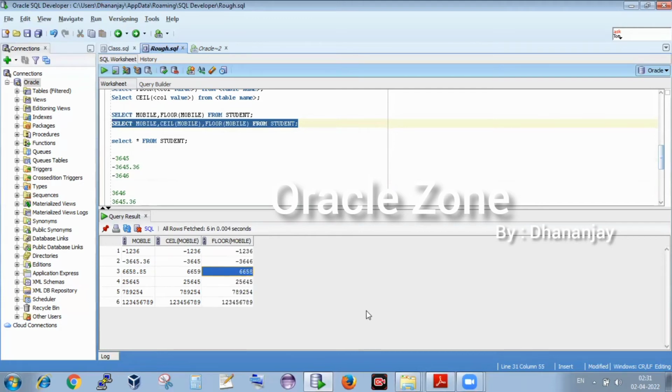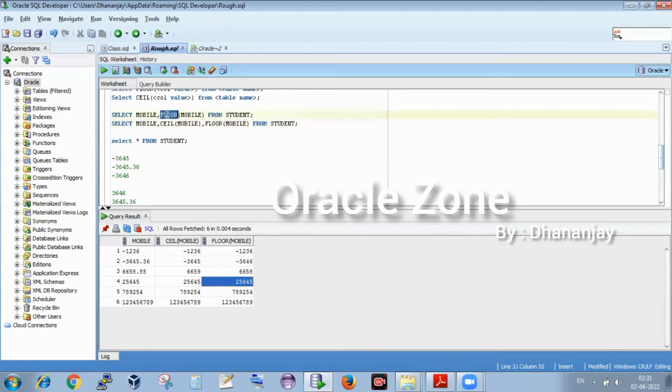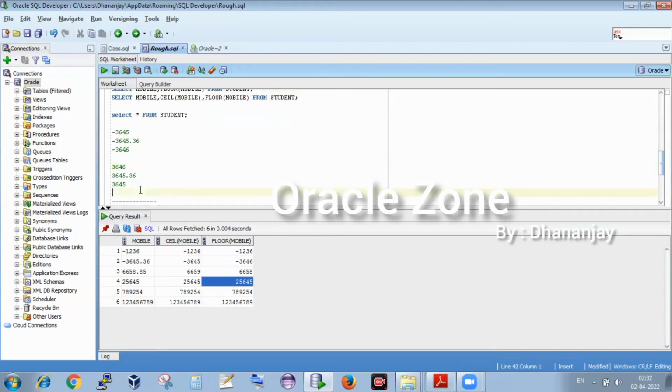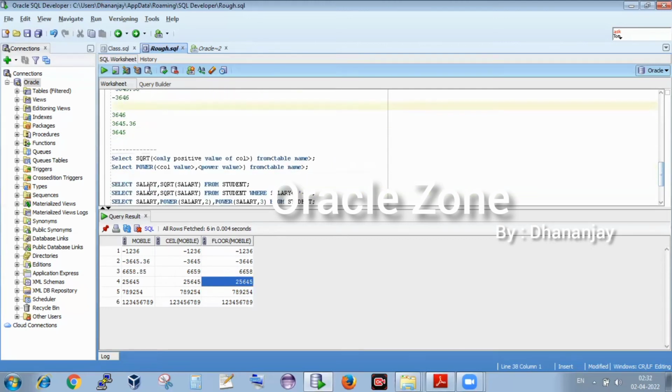Okay. This is our greatest value, 58. So ceil will be the greatest value. For 6658.85, the nearest greatest value will be 59, and the lowest value will be this one. An integer will be as it is. Okay, so I hope you have understood floor and ceil. Don't get confused with the positive and negative sign. Just understand the positive and negative concept with the values.